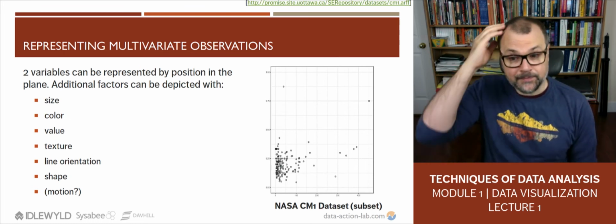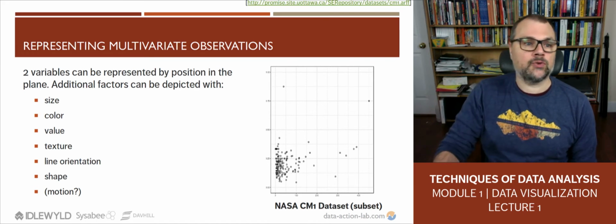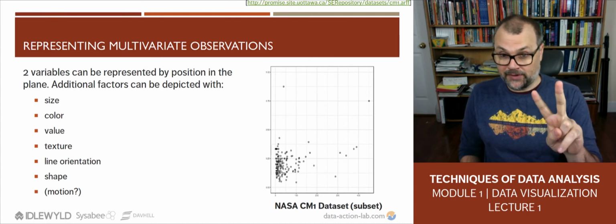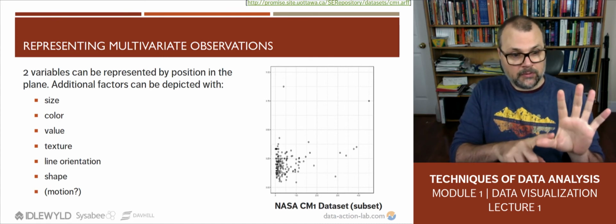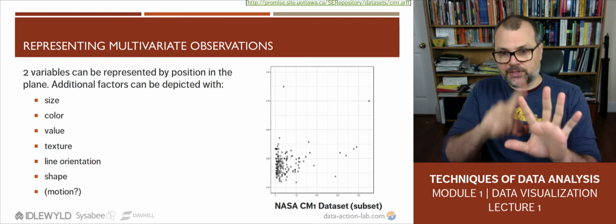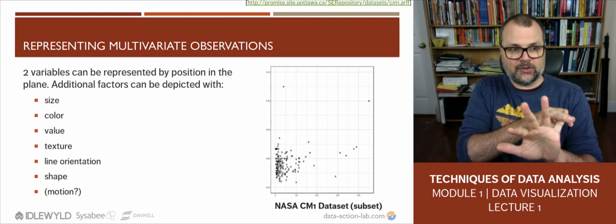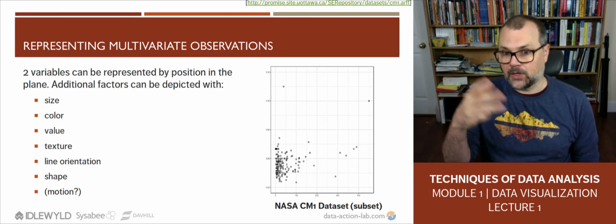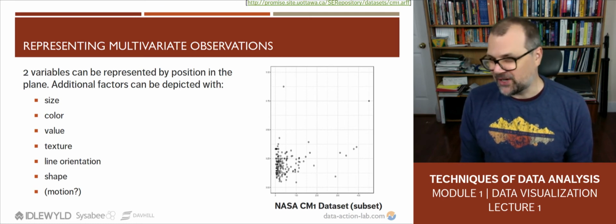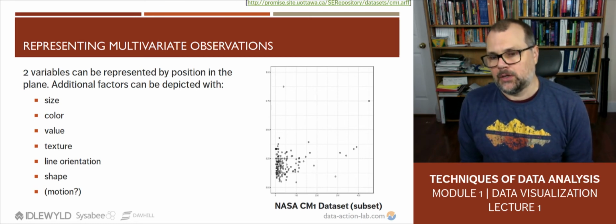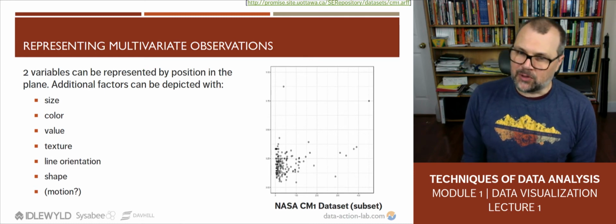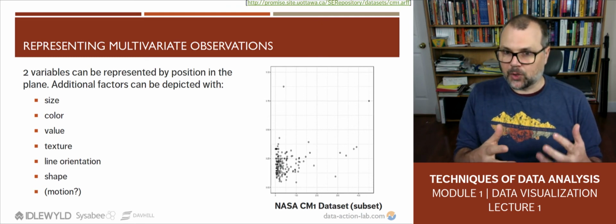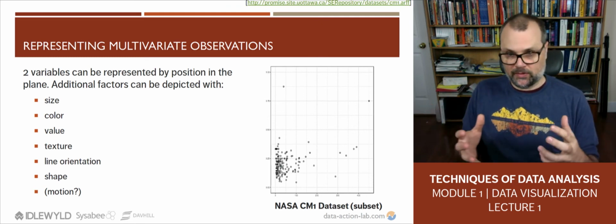In theory, then, you have access to the two position variables plus size. So, position 1, position 2, size, color, value, that's 5, texture, line orientation, shape, that's 8, motion, that's 9. So you could represent up to 9 variables on a 2-dimensional chart. And that's about the limit of what we can really do here from a geometrical perspective. We don't have that much to work with.